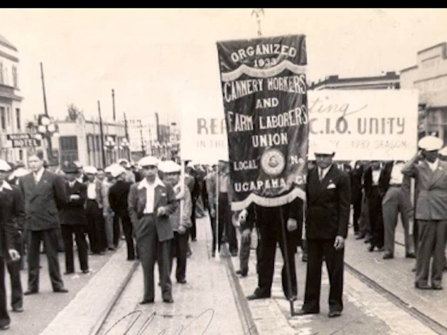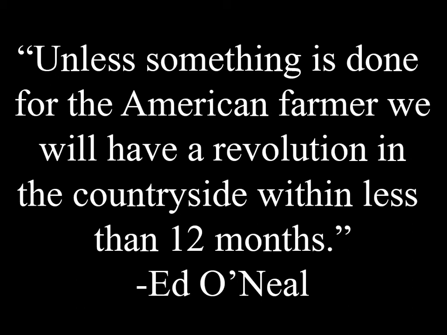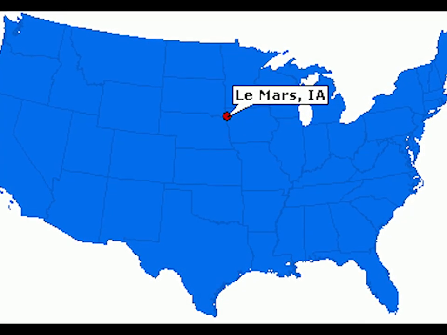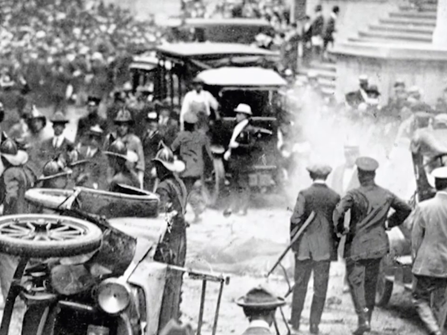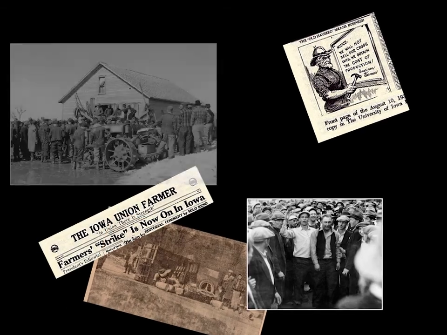In January of 1933, Ed O'Neill, a farms union leader, said, "Unless something is done for the American farmer, we will have a revolution in the countryside within less than 12 months." His statement was proven true when in April of 1933, a mob of farmers in Le Mars, Iowa burst into a courtroom and dragged the judge off of his bench, demanding that he deny cases involving government seizures of farms. When the judge refused, they threatened to hang him. Luckily, he was rescued, but similar conflicts sprung up all across the nation.